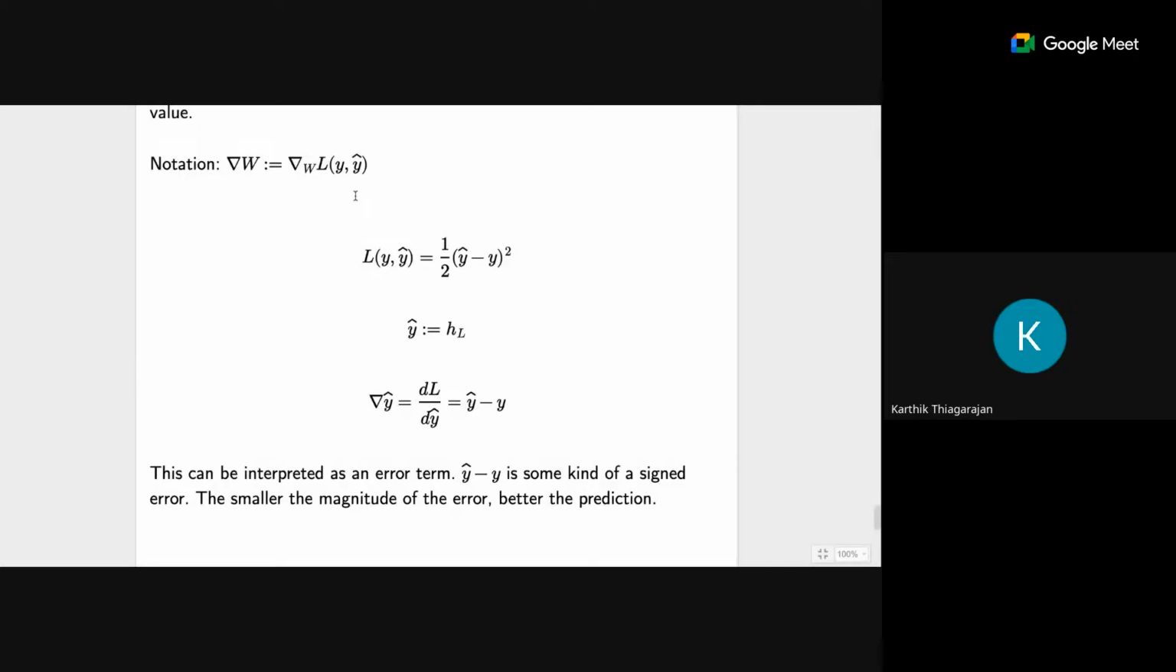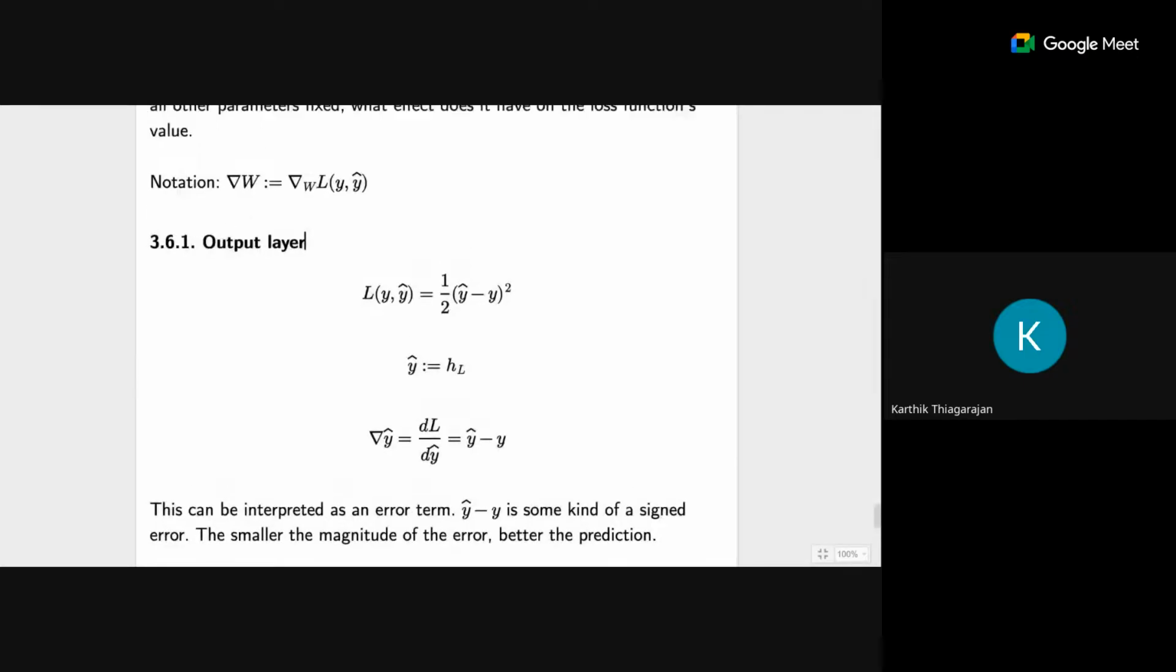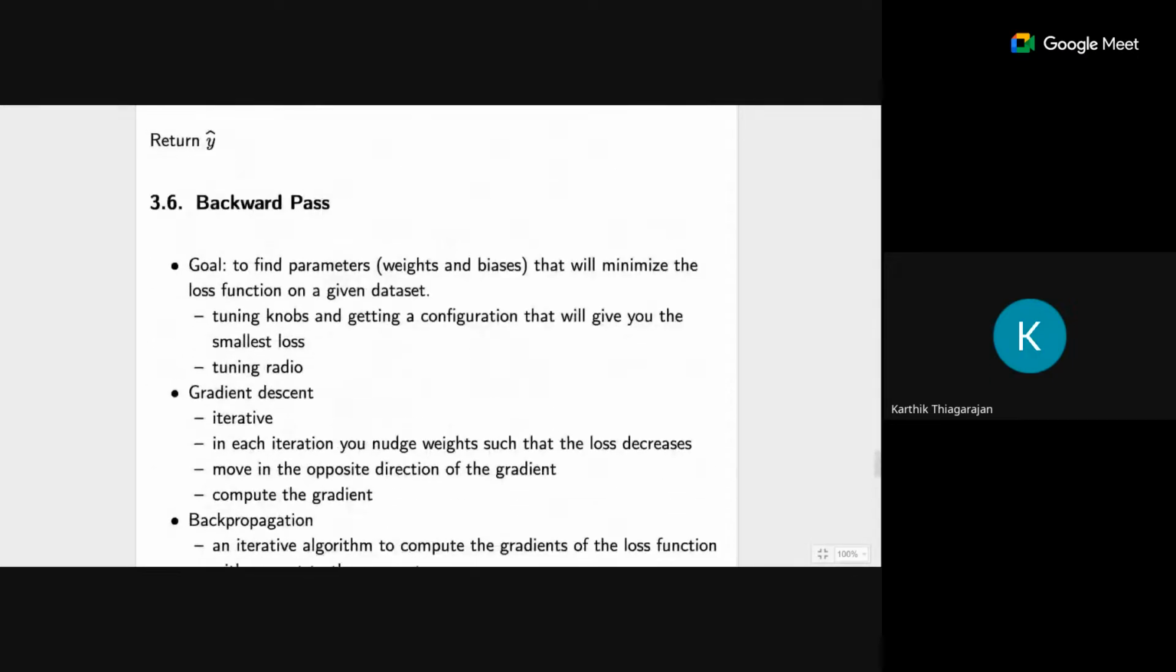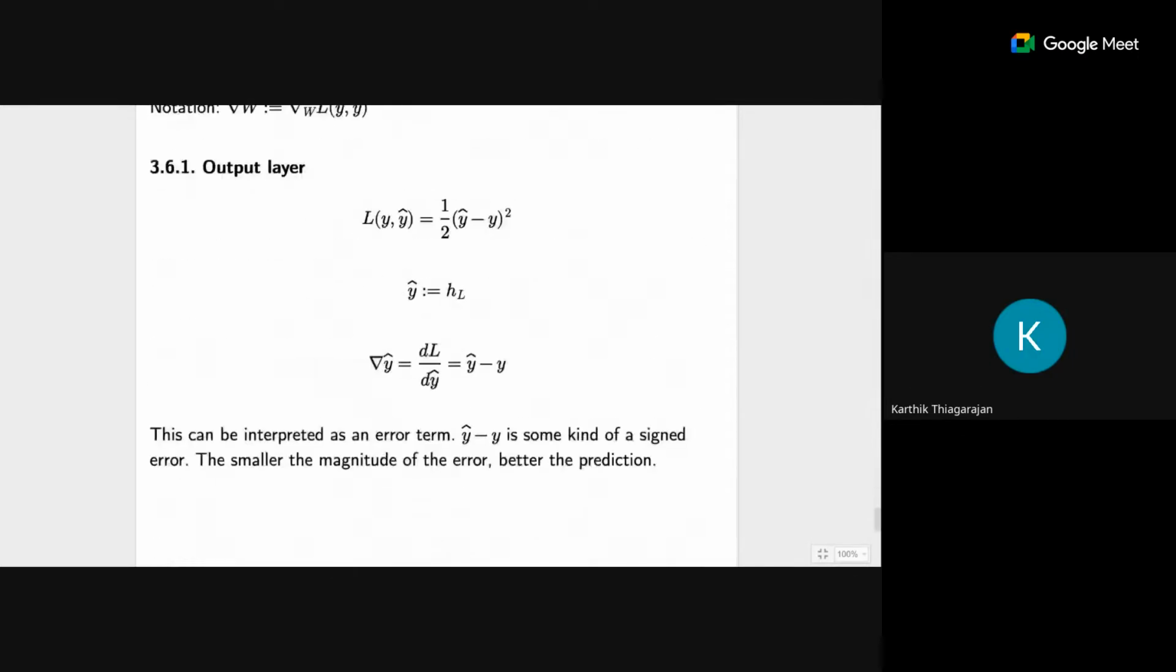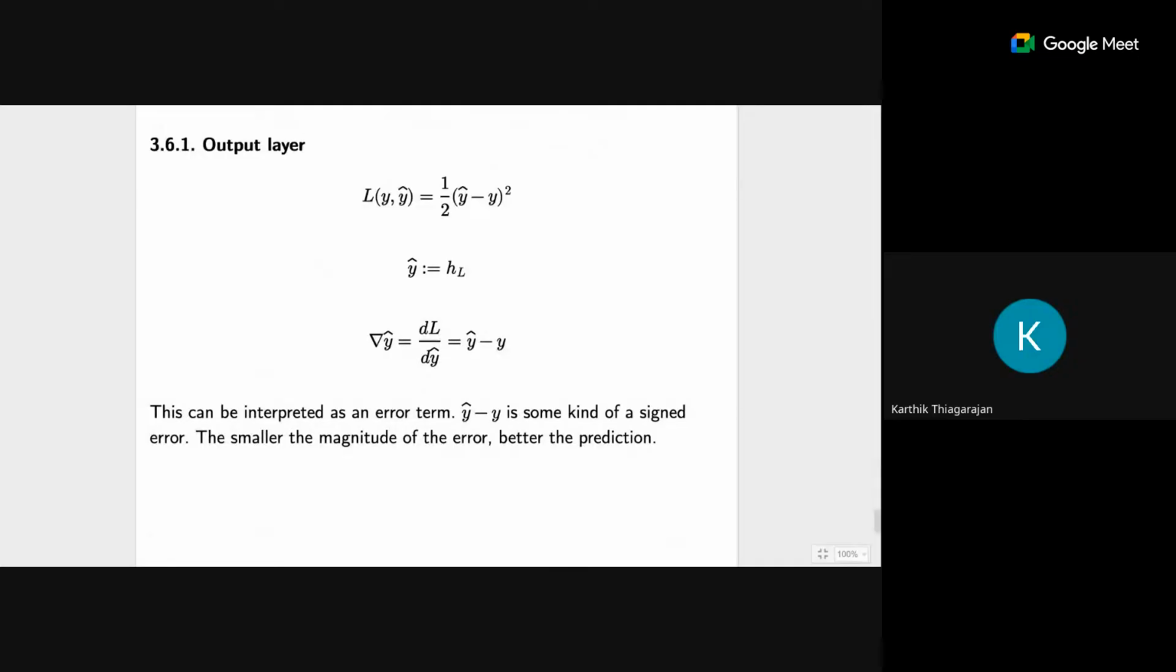Okay, so this is the output layer. This is important. What are we doing now? We are doing back propagation. We start with the output layer. Just as the forward pass started at the input layer, we now have to start at the output layer. Is this clear to everyone? This interpretation of the gradient at the output layer as a loss, as an error term. I hope that's clear. y hat minus y.